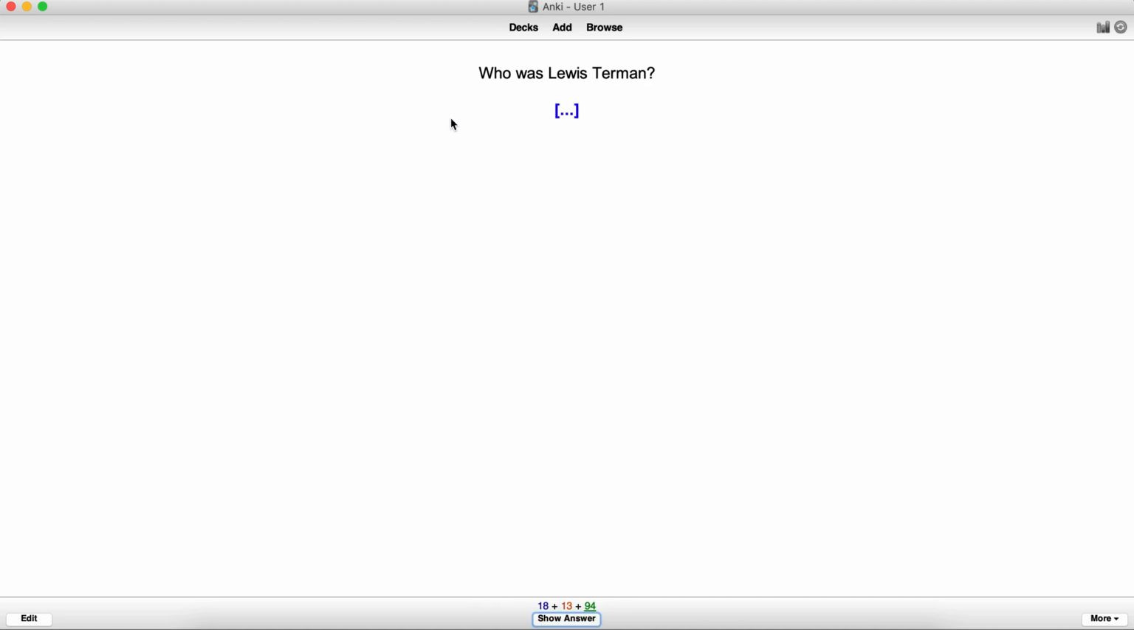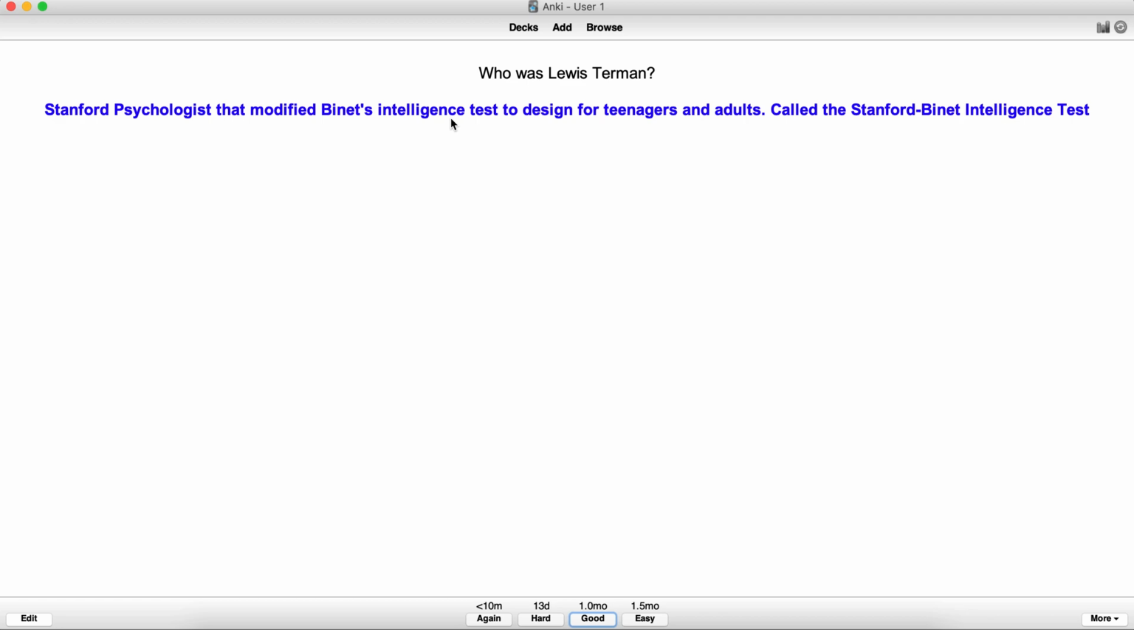Louis Terman was a psychologist at Stanford, who took the Binet intelligence test and made the first general intelligence test given to adults, kids, and teens.